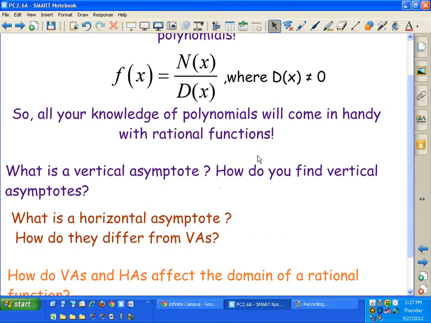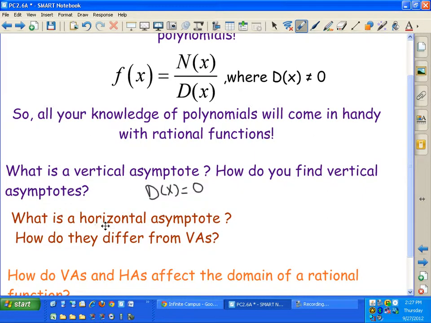One, what the top and bottom functions are will give us a rational function, and then we can get a vertical asymptote. How do we find vertical asymptotes? Well, using this rational function notation, a vertical asymptote will be when d of x equals 0. So that's what we're trying to find. And then what is a vertical asymptote? It will be a vertical line that the graph will not cross.